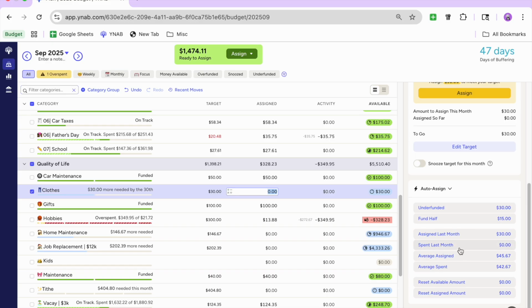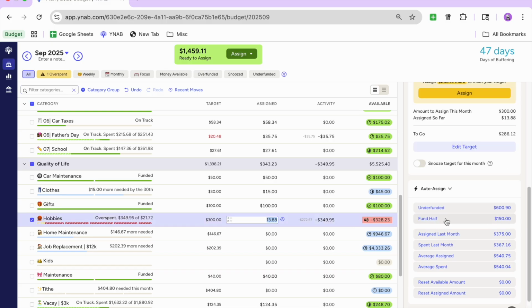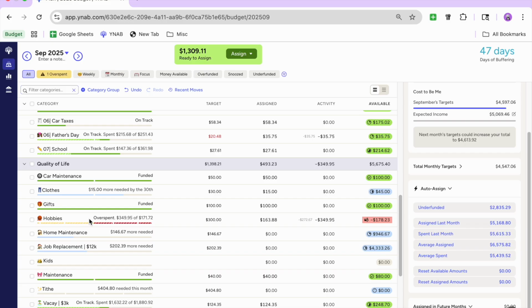So I'm going to fund half of clothes. I don't plan on buying any clothes this month. And then my hobbies, I'm going to fund half. I think I'm going to be overspent on this month because I've already purchased a handbag from a Labor Day sale that happened yesterday, and Remarkable is coming out with a new device that will be announced tomorrow. And I'm not sure if I'm going to purchase it or not, but we'll see.